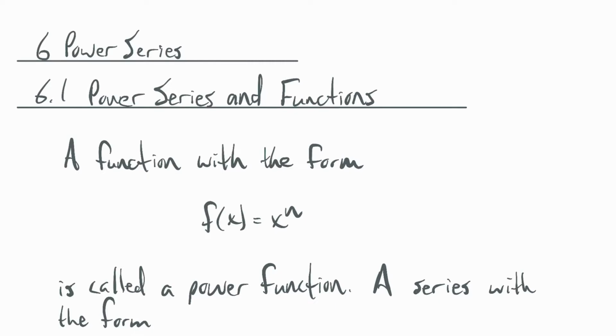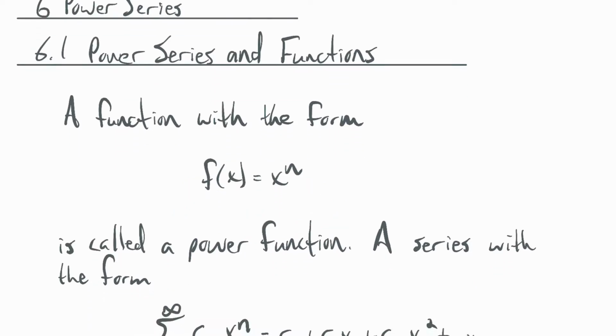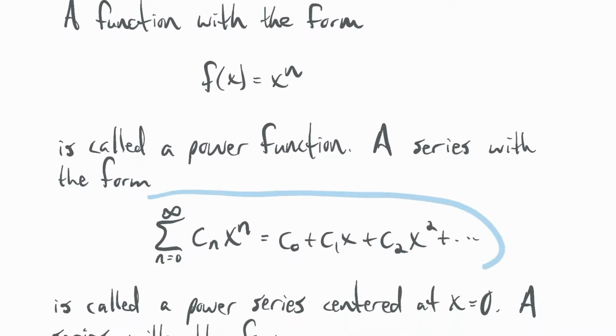A function of the form f of x equals x to the n power is called a power function, because you say x to the n power and n can be any real number. Typically we'll use a whole number though in this case. Any series with this form is called a power series centered at 0. So c sub n times x to the n power. c0 would be the constant term or constant coefficient, c1 would be the linear coefficient, c2 would be the quadratic coefficient, and so forth.